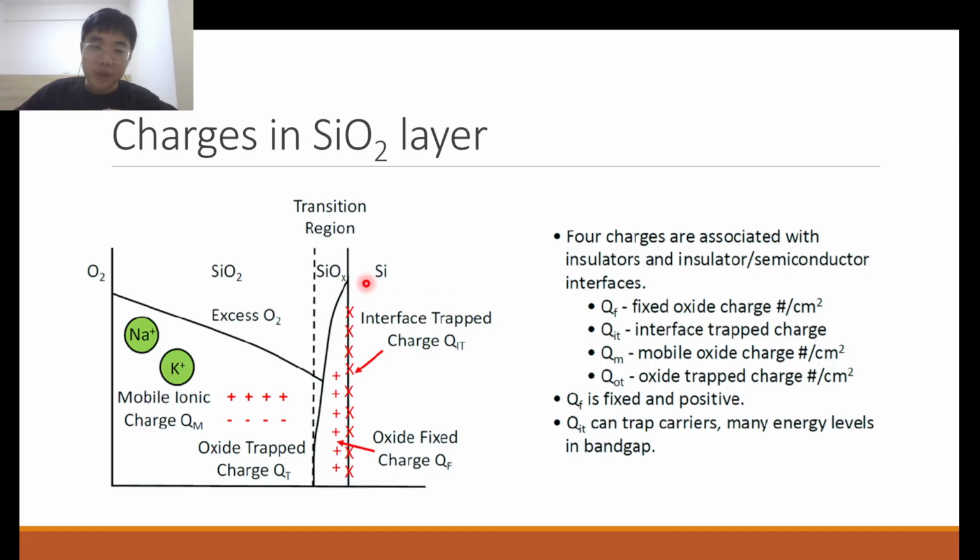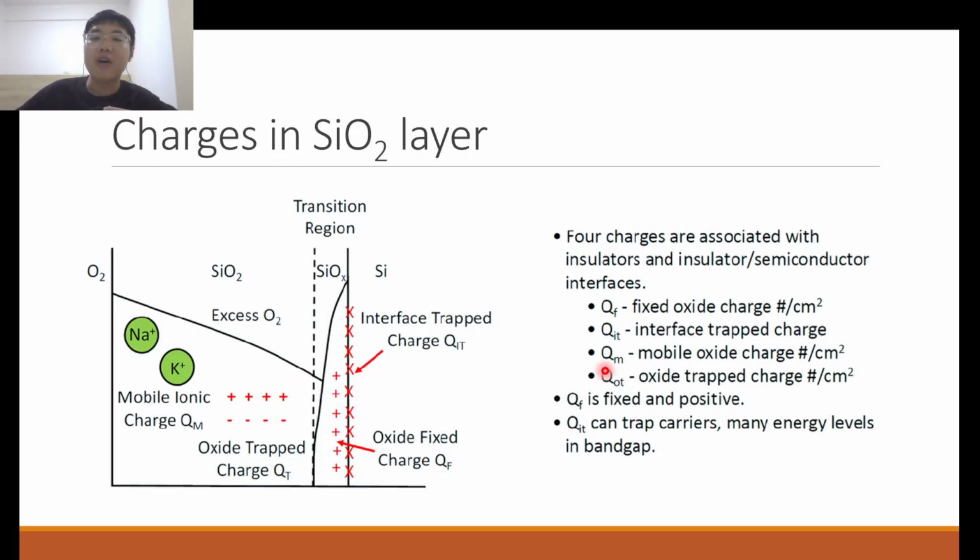Ideally, we want our oxide layer to be a complete insulator. It does not carry or transmit charge, so it's electrically neutral and completely insulating. However, in reality, certain charge can build up and accumulate in the oxide layer, and that degrades device performance.